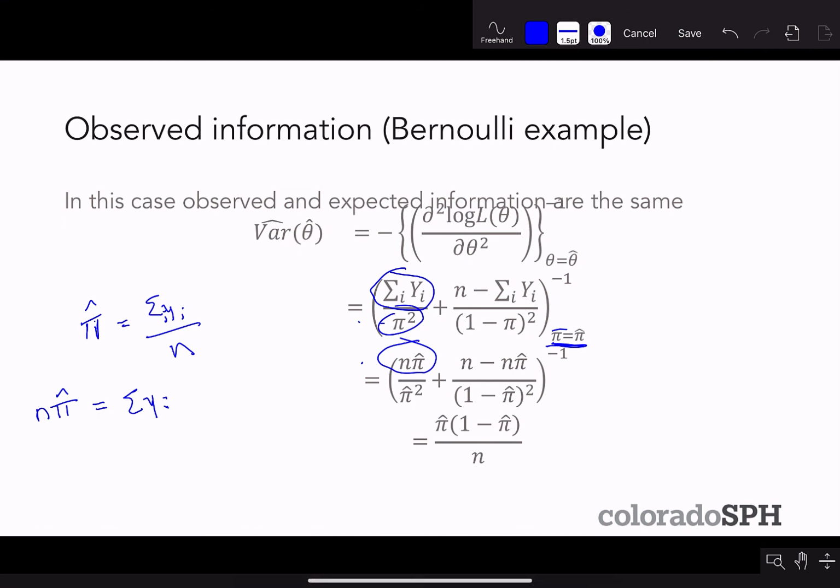And because of that, you get some cancellations here. This will cancel out, that will cancel out. This reduces to n times 1 minus pi hat, which will cancel with the one on the bottom. And you're left with this quantity here, which in fact is the same quantity that we calculated using the expected information.